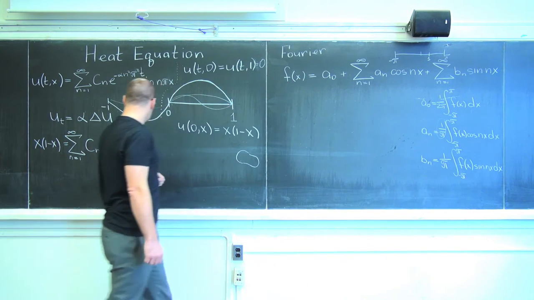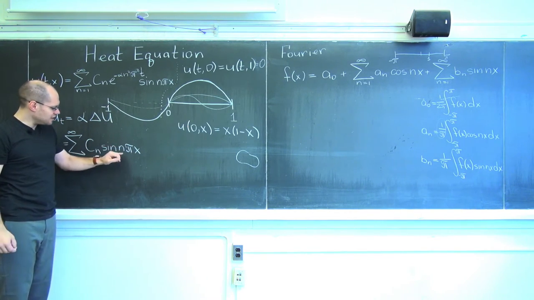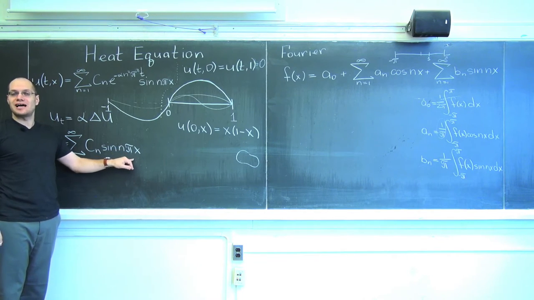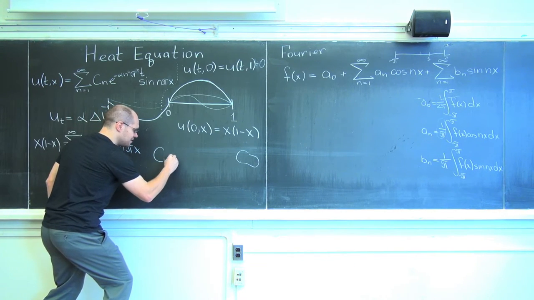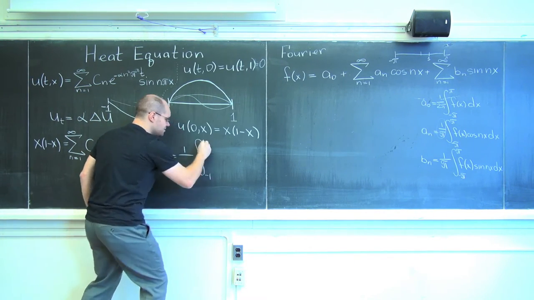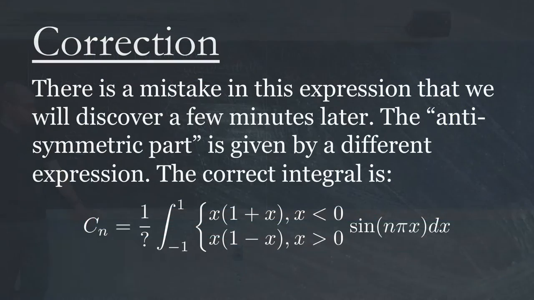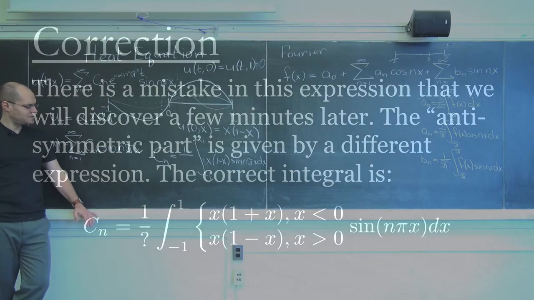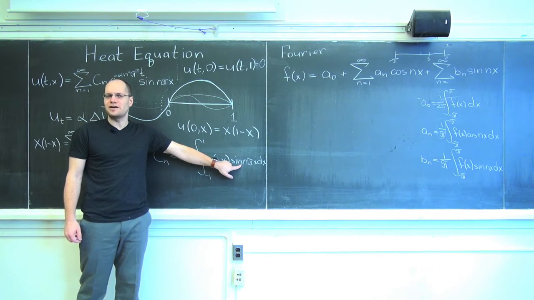Okay? But now our functions are not sines and cosines. Because we're going from -1 to 1, they're now sine n pi x and cosine n pi x. That's where the scale goes. So for sure, we will have this. c_n will be 1 over something. We're about to discover what it is. And this thing right here is the integral of this function squared.